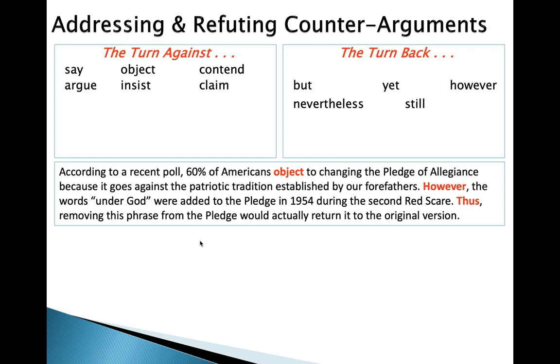However, the words "under God" were added to the pledge in 1954 during the Second Red Scare. And then I'll hammer my point home as to why that's not a good argument against my point of view and say, thus, removing this phrase from the pledge would actually return it to the original version.